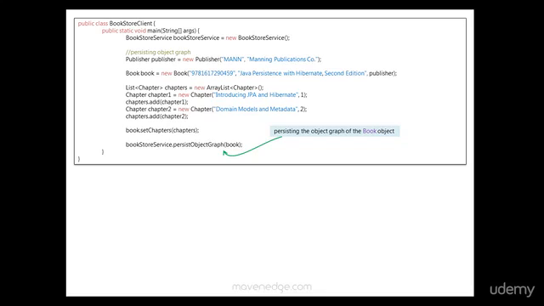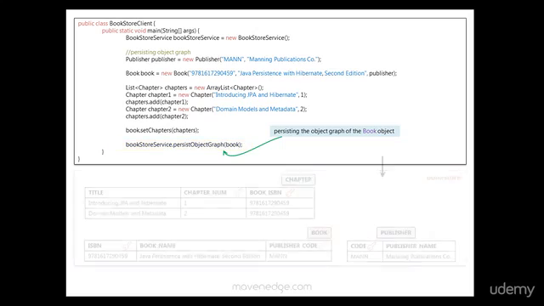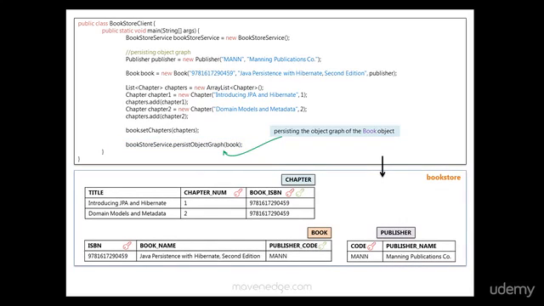So let's first have a look at the Bookstore client class and see how the object graph of the book object is being created. We first create a publisher object and then the book object, and then we associate the publisher object with the book object. And then we create a collection of two chapters and associate it with the book object as well. And after all that, we use the Bookstore service object to persist the whole object graph of the book object into our Bookstore database. And the end result is going to look like this.